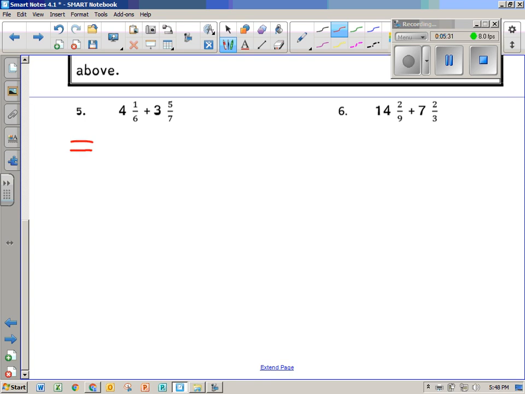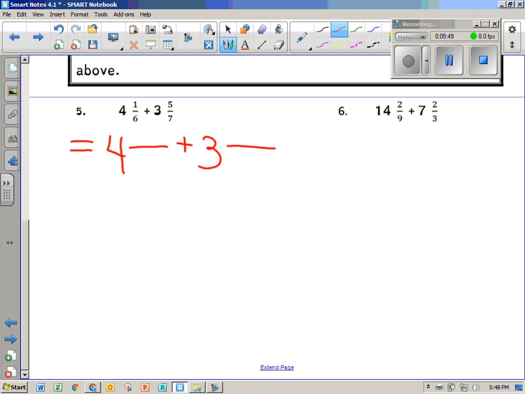So the whole number doesn't change, but I'm going to have to rewrite that denominator. So I like to just write the whole number, write my fraction bar, and then look at 6 and 7 and ask myself, I really need the least common multiple between 6 and 7.